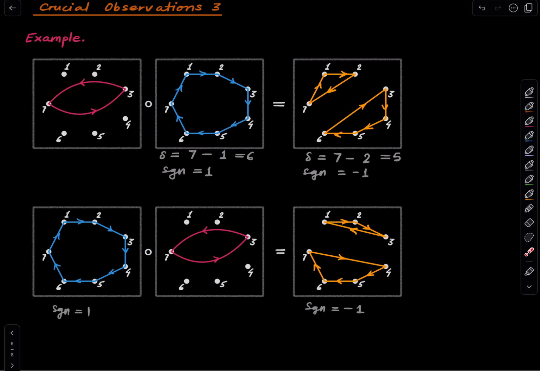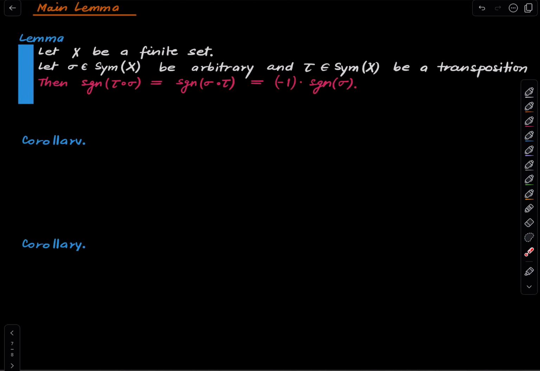So with all of these examples, you should be able to believe and prove that if we have any finite set and sigma is a permutation on it and tau is an arbitrary transposition, then after you compose by the transposition on either side, wherever you want, either on the left side or the right side, the sign of the composite is flipped. So you get -1 times the sign of the previous thing. This is what we have seen in the previous examples, but you can easily convert those examples into a proof. By now you should have enough maturity to be able to write a formal proof using just those examples.